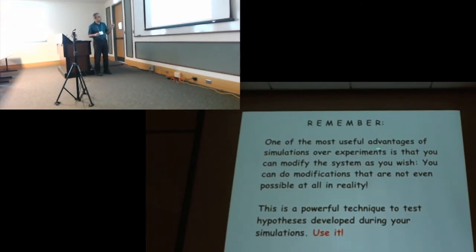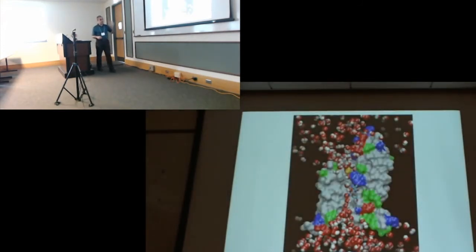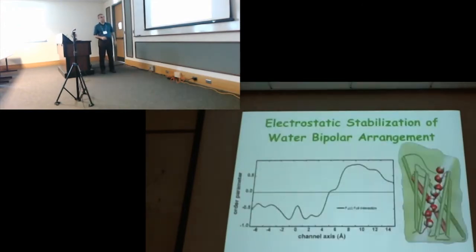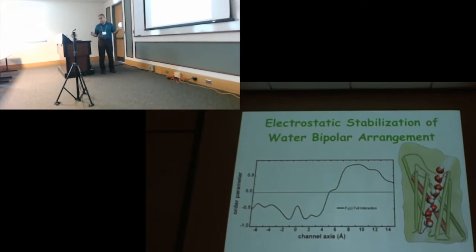One of the most useful advantages of simulation is that you are God. You can play and do whatever you want, and you should use it. I give you one example of a Nobel Prize winning movie. We observe water going through this channel, and then we analyze the orientation of water molecules. Again, we didn't know, but these proteins were known not to allow protons to be transported. So first thing we looked at, okay, let's look at the water orientation, see if we have a configuration that is necessary for protons to be translocated, which means you need to have alternate hydrogen, oxygen, hydrogen, oxygen, hydrogen, oxygen, hydrogen, oxygen. But then in the middle, you have something like this, and then water molecules flip.